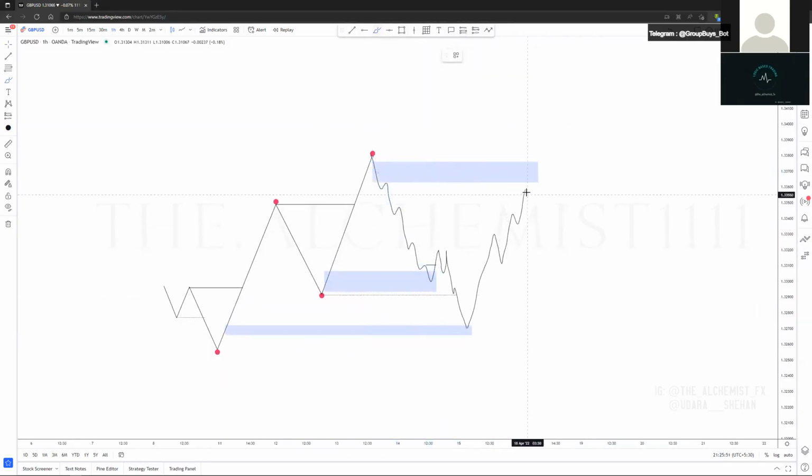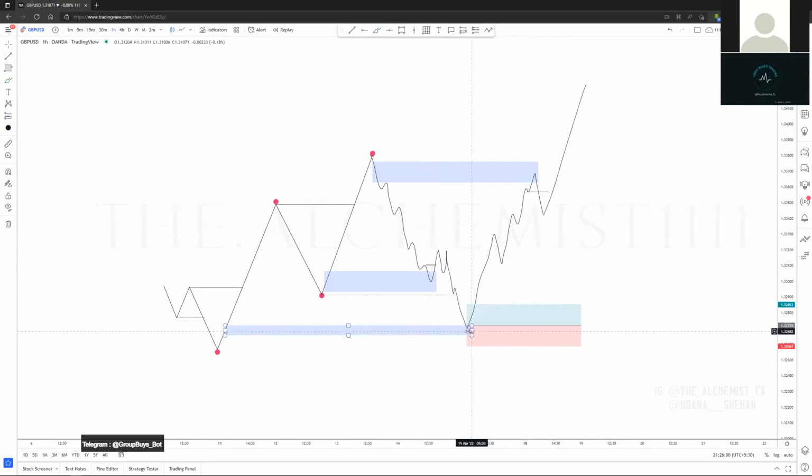Now what could happen is this might go here and break structure. Then more and more sellers are getting in and then back. Everyone gets stopped out. So we will be focusing on this entry right here, the entry below the retail liquidity.